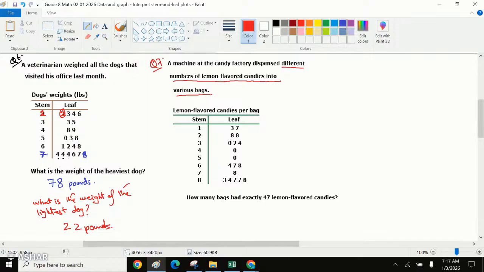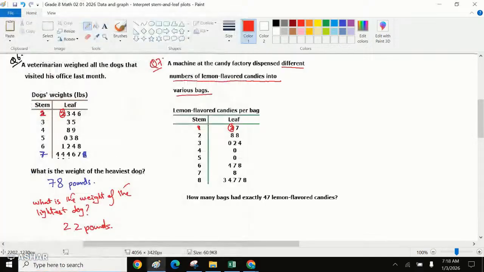Similarly, in this case, the factory had a small variation in the packaging. The minimum number of candies per bag would be, what is the minimum number? Can anyone tell me? We look at the smallest number in the stem. What is the smallest number in the stem? The minimum number of candies in the bag would be, yes, 13. Agreed. Because 1 and 3, right? This is the minimum.